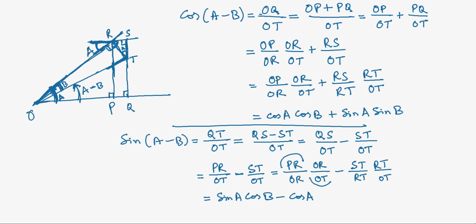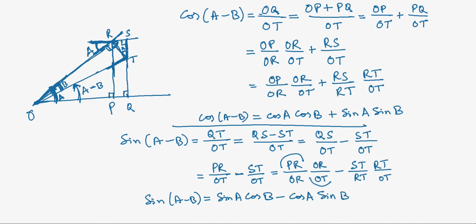T by OT will be sine B. Yeah. Okay, we have proved this also. So this is our cosine of A minus B, difference of two angles, and this is sine of the difference of the two angles A and B.